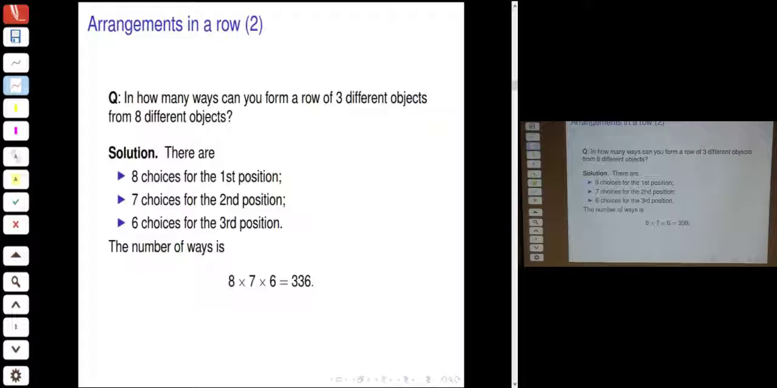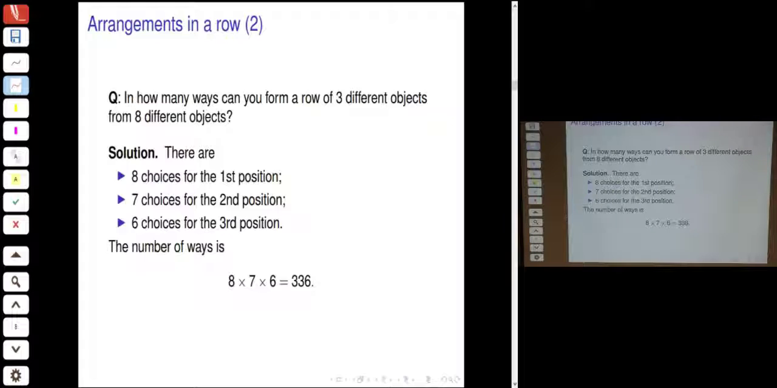So the setting is slightly different, the problem is slightly different. Maybe it's somewhat more complicated, but the line of reasoning is exactly the same. That's what we shall see. So, what is the problem? In how many ways can you form a row of 3 objects from 8 different objects?